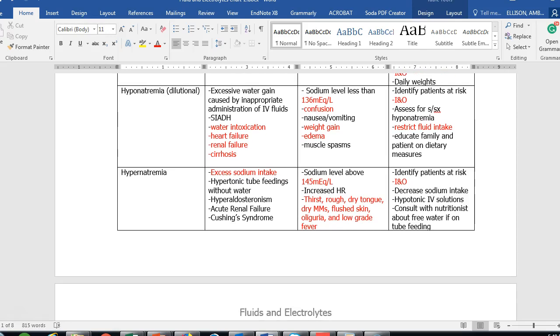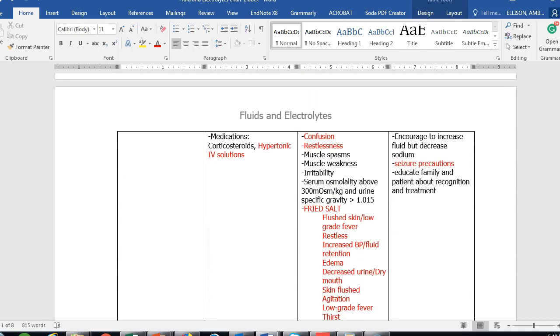So, management. Well, we identify those at risk. We assess signs and symptoms of somebody that's hypernatremic. We want to look for those. We want to monitor our eyes and nose. If we have a patient that's getting a tube feeding, we want to collaborate with our nutritionist to make sure that we can give free water to flush our tube feeding with so they don't get hypernatremic. If they can take PO, encourage them to take fluids, but to decrease their sodium. So maybe no broth, no sodas.